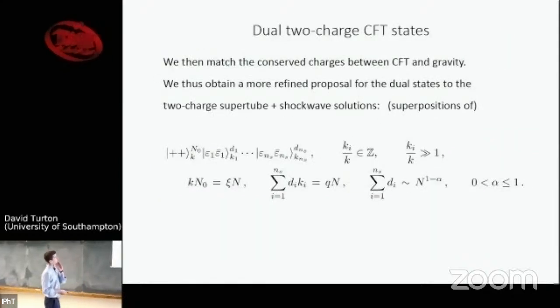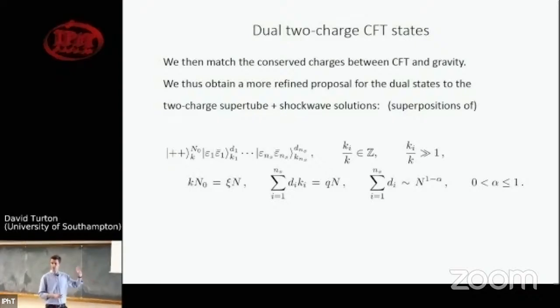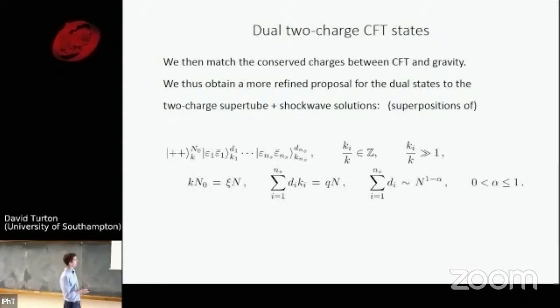But when you then further match the conserved charges, we get our more refined proposal, in which two conditions come out which were to be expected, but we didn't assume them at the very start. The parameters Q and Xi directly control what's called the strand budget of the original Supertube strands and the shockwave strands. So the total number of strands K times N naught is Xi times N. So Xi is the fraction of strand budget in the original Supertube, and Q is the fraction of the strand budget. That was to be expected from the profile, but we derived it directly.